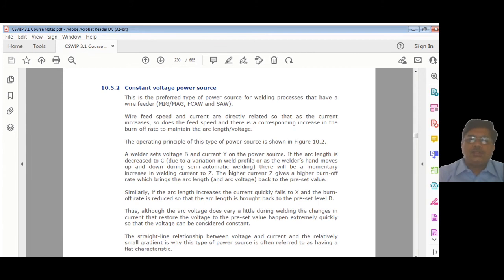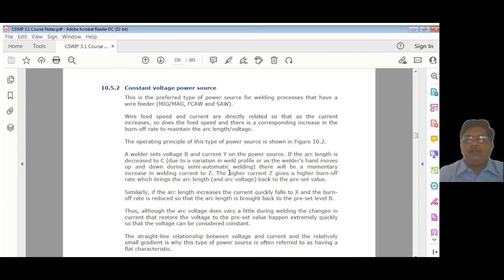So let's see the constant voltage type power source. This is the preferred type of power source for welding processes that have a wire feed mechanism. If you have FCW, SAW, GMAW, all these kinds of semi-automatic processes, you need a constant voltage power source. So this is a very important lesson you have to remember today for the rest of your life. If you are doing manual welding, it is constant current type, because of the characteristics required. Then for semi-automatic processes, it is constant voltage type.